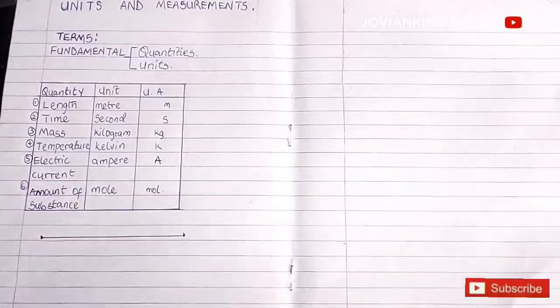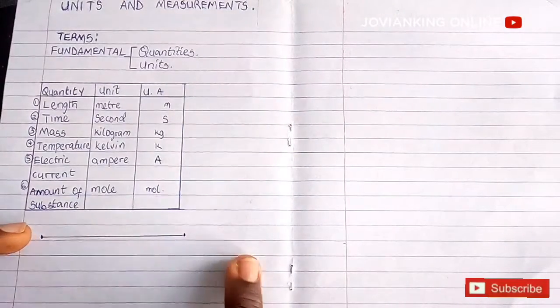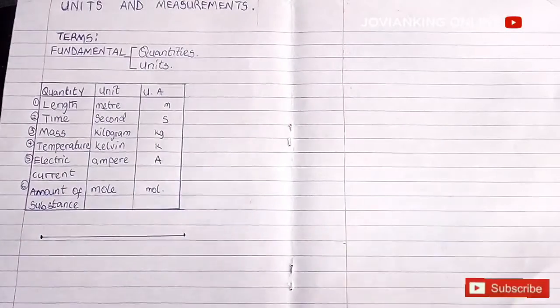From the table above, I would like to explain some of the fundamental quantities and their units. Like the length, we say that length is the measurement of a distance from one point to another. So from this straight line, you can measure the length.